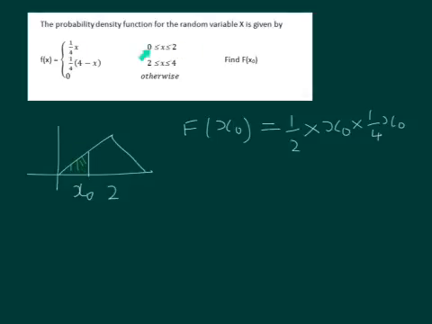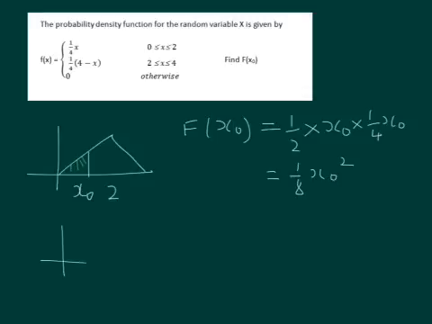When x is between 0 and 2, the height of the small f of x is a quarter of the x value here. So it's a quarter of x naught. So that height there is here, quarter of x naught. So we get 1/8 x naught squared.